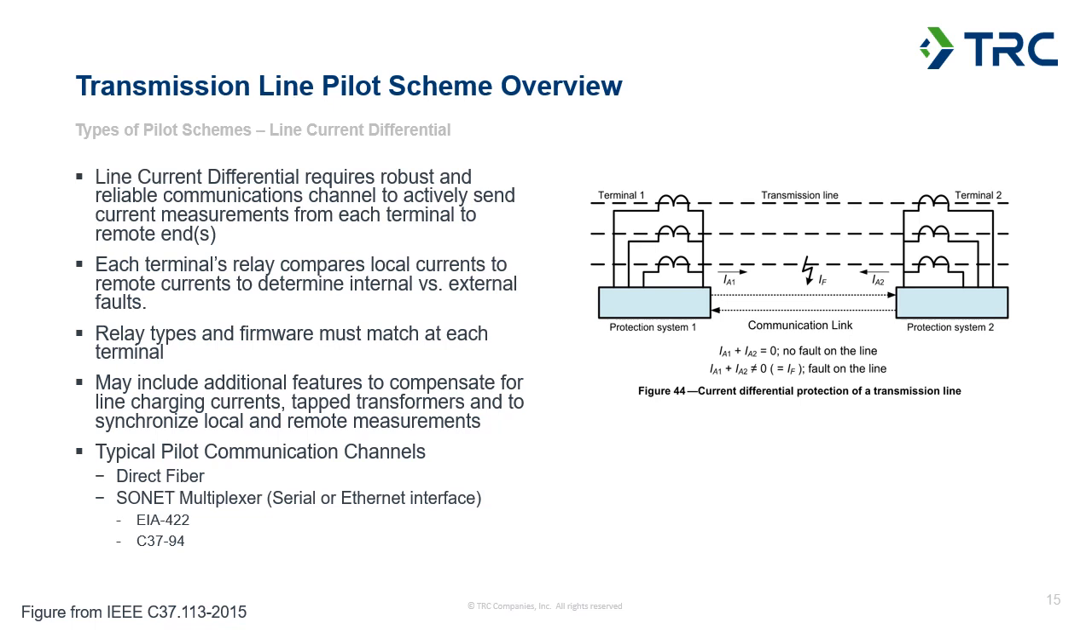So, when these more robust communications channels are available, and that would typically be your direct fiber optic communication, either directly on the transmission line or through some other path, or through a multiplexer network that shares information between multiple terminals.